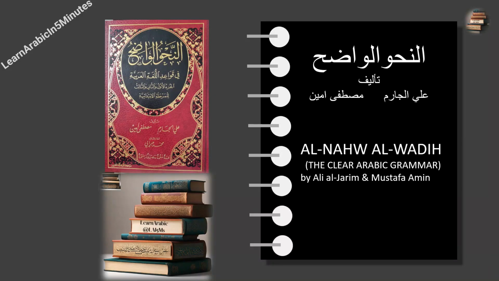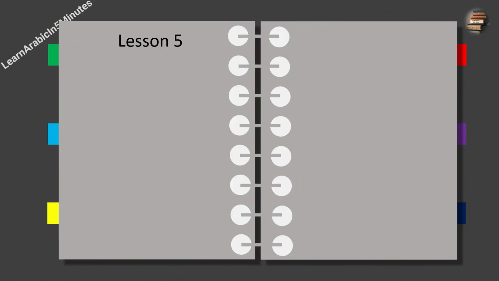النحو الواضح, the clear Arabic grammar by Ali Al-Jarim and Mustafa Amin. As usual, the lesson is divided into three sections.